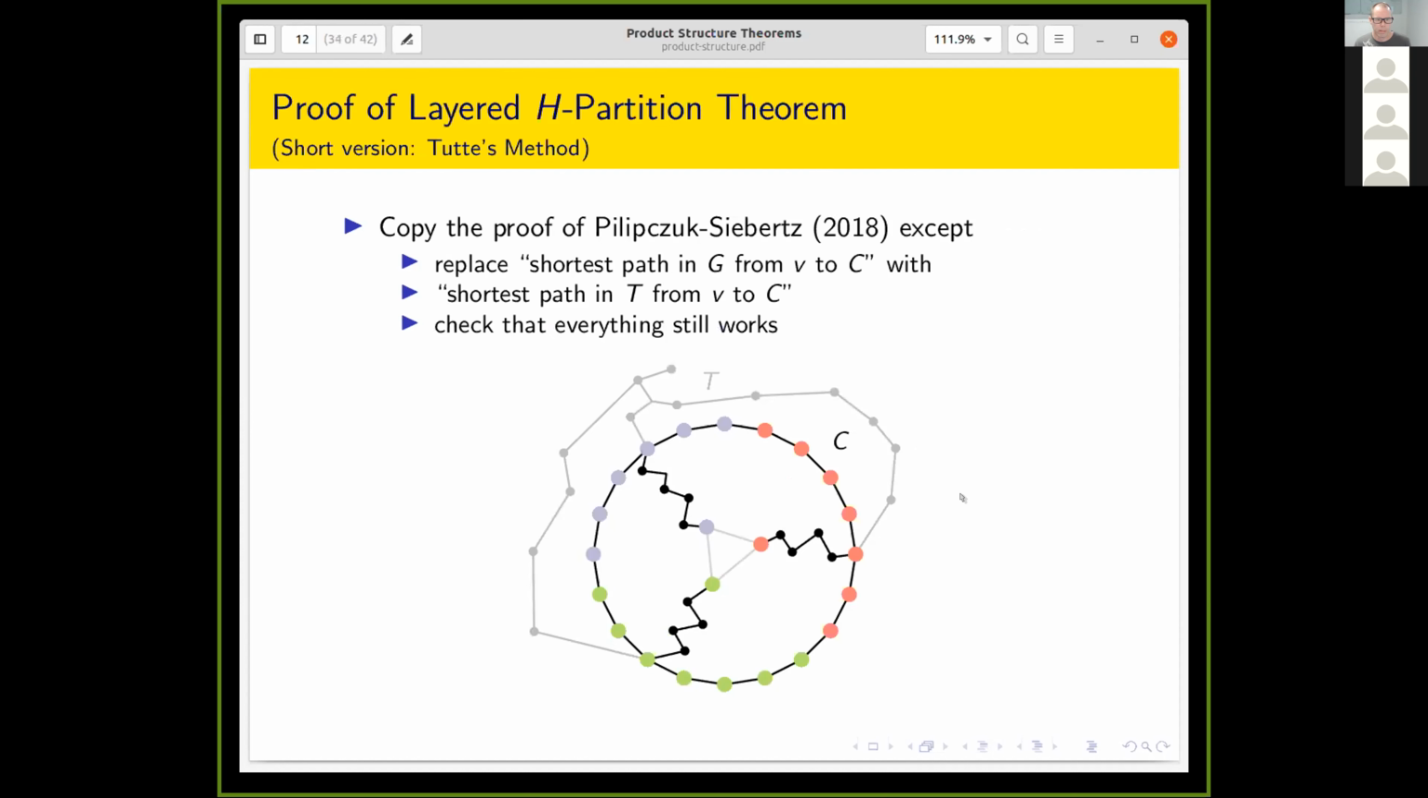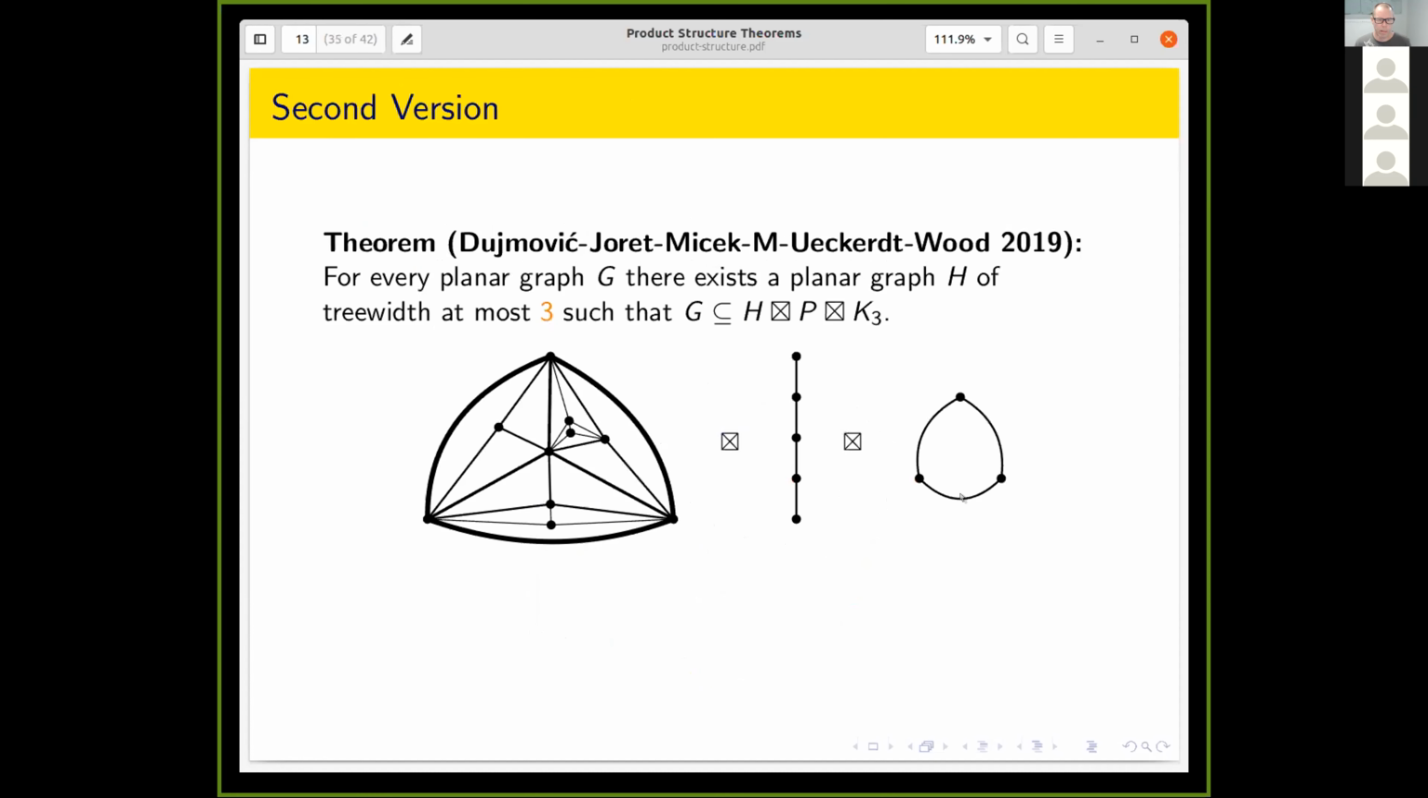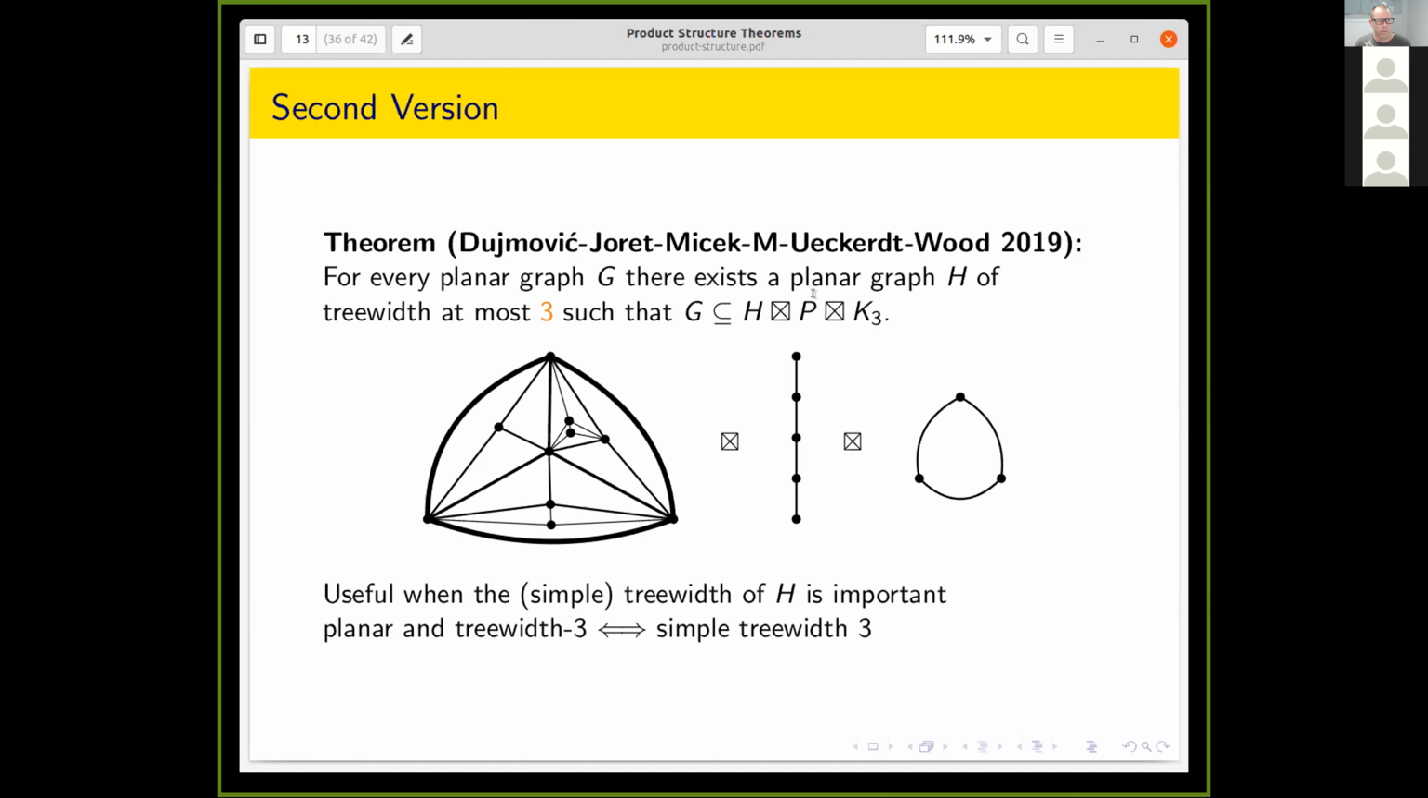So a couple of other versions of this and generalizations. Another version that falls out exactly from this proof is, instead of talking about H having tree width 8, if you really want a graph of very small tree width, you can get this theorem that says G is a subgraph of H, where H has tree width 3, but then you have to multiply by a path and a triangle. This turns out to be useful in some applications.